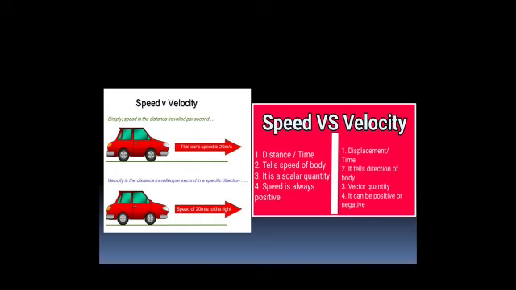So the main differences between speed and velocity are explained in this table. Point number 1. Speed is given by distance upon time, but velocity is displacement upon time. Speed tells how fast or how slow the body is moving. Velocity tells, along with speed, the direction of the body. Speed is a scalar quantity because it doesn't have any direction. Velocity is a vector quantity because it has both magnitude and direction. Speed is always positive because it doesn't have direction, and velocity can be positive or negative depending upon the direction.